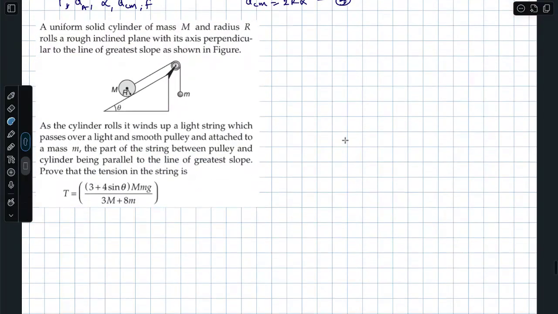Right. A uniform solid cylinder of mass m and radius r rolls on a rough inclined plane with its axis perpendicular to the line of the greatest slope, as shown in the figure. As the cylinder rolls, it winds up a light string which passes over a light and smooth pulley attached to a mass m. The part of the string between the pulley and the cylinder is parallel to the line of the greatest slope. Right? So that the tension in the string is.